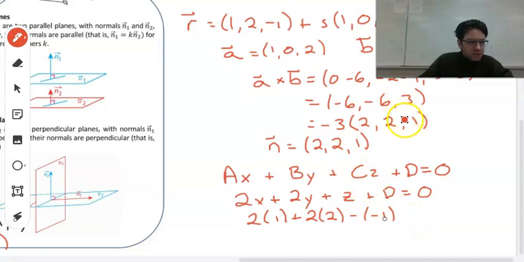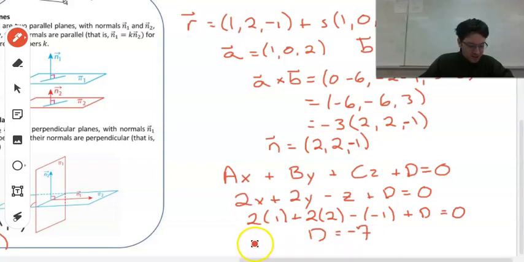Oh, you're right. I missed another minus in there. That should be negative. That should be negative. And therefore, that should be negative. All right, so minus negative 1 plus d equals 0. Right, and then solving for d, we get d equals negative 7.